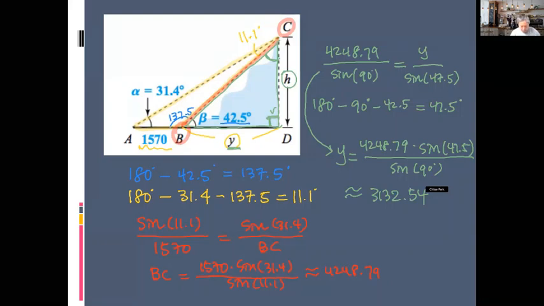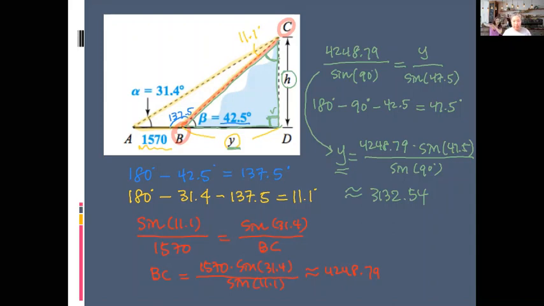3132.54, and that was supposed to be the value for the measurement of the segment Y. Okay, so we get to use multiple times of law of sine, and it got us the missing measures that we were aiming for finding.